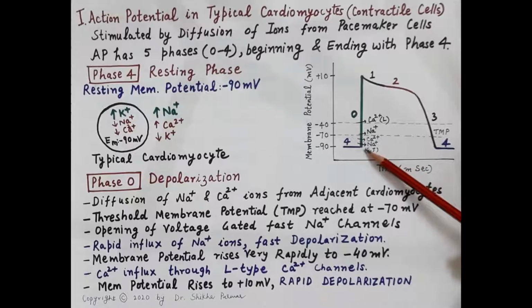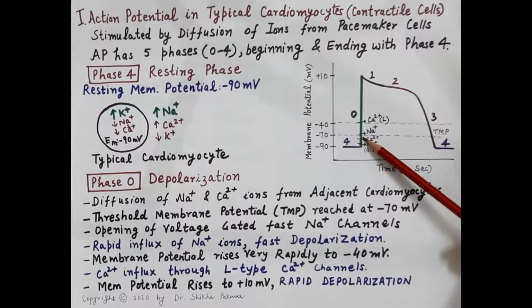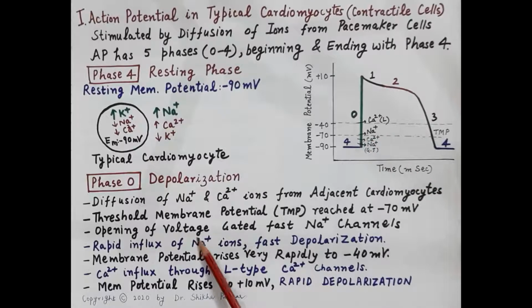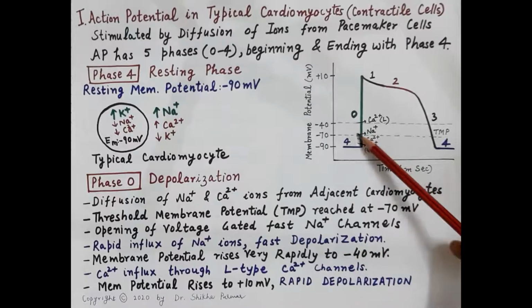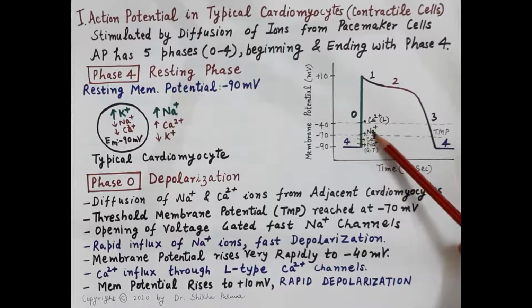Now, as soon as there is diffusion of sodium and calcium ions inside the cell through gap junctions, there is a rise in the membrane potential from minus 90 millivolts to minus 70 millivolts. Minus 70 millivolts is the threshold membrane potential. It is the membrane potential at which action potential is triggered. And as soon as the cell acquires this membrane potential of minus 70 millivolts, there is opening of voltage gated fast sodium channels.